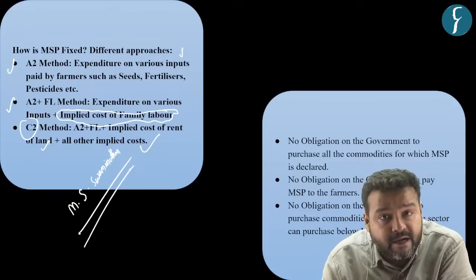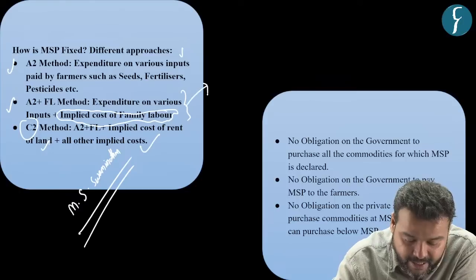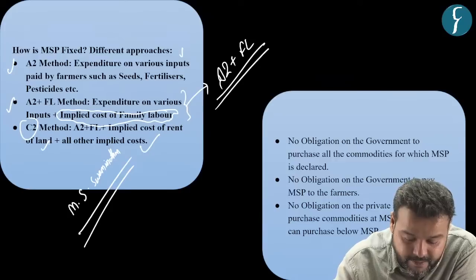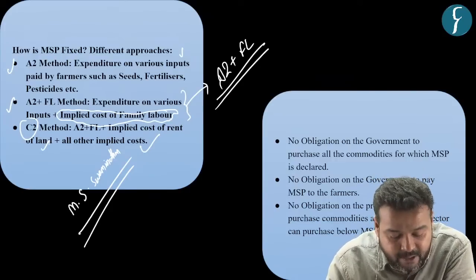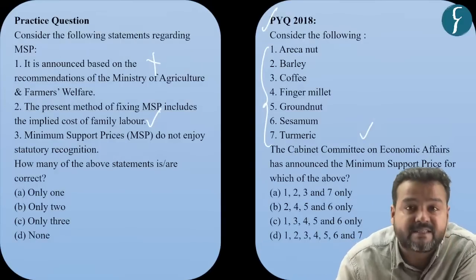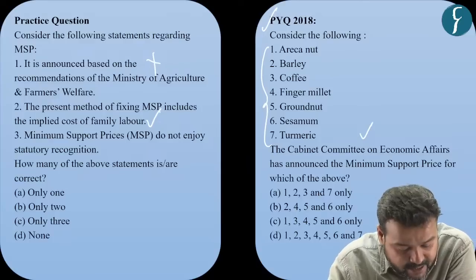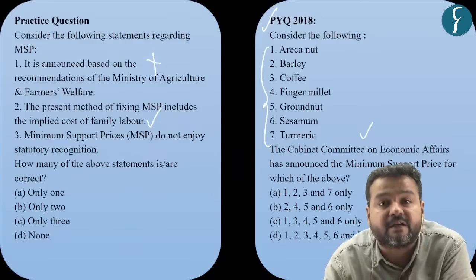But currently, government decides MSP based on the A2 plus FL method, which incorporates implied cost of family labor. So, the statement 2 is correct. Now, statement 3 says minimum support prices do not enjoy statutory recognition.